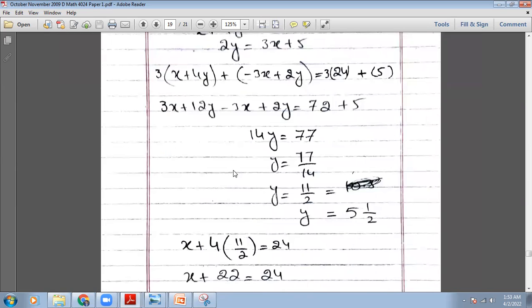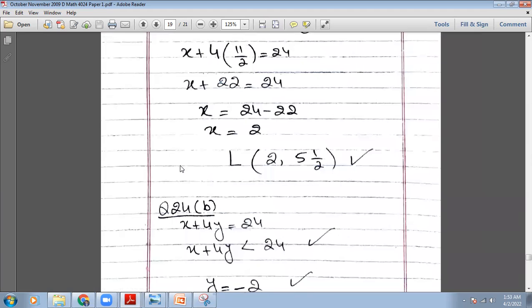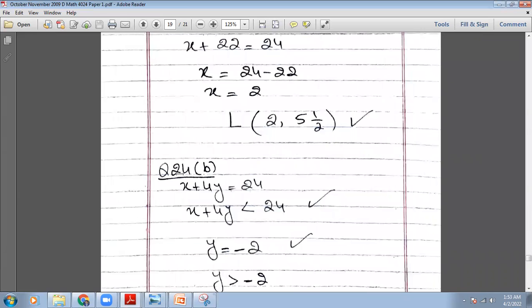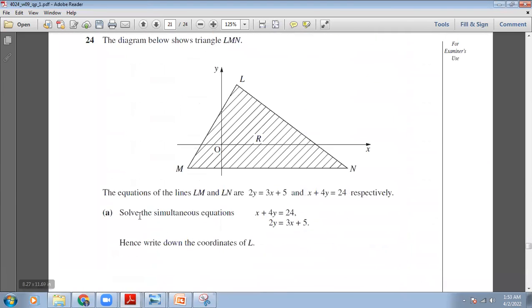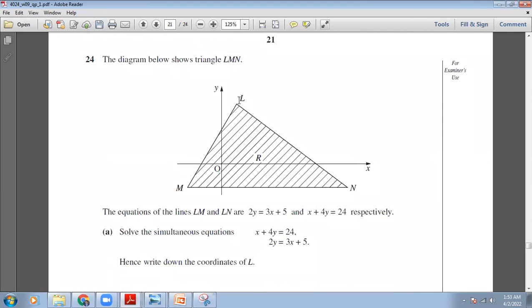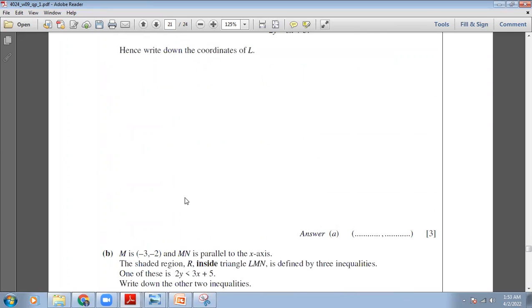So now put the value of y in the first equation. You will have x plus 4 into 11 by 2 equals 24. So you will have x plus 22 equals 24, and x will be equal to 24 minus 22, and the x will be 2. So the point of intersection, which is point L of both these lines, its coordinates will be 2, 5 whole 1 by 2. So we have found the coordinates of this point L.